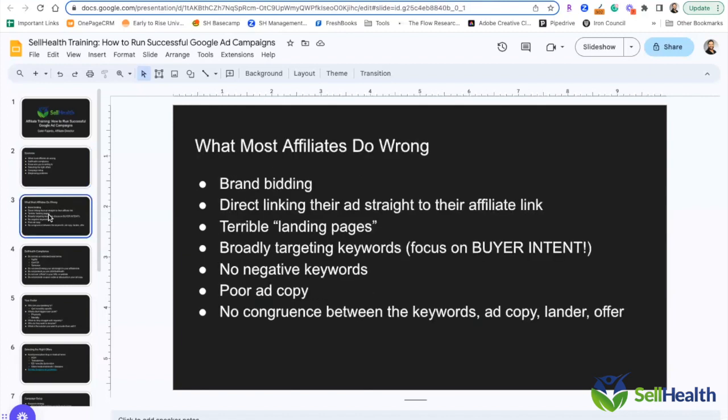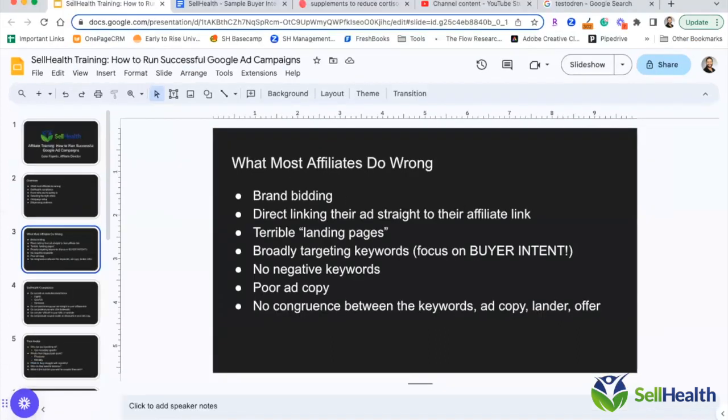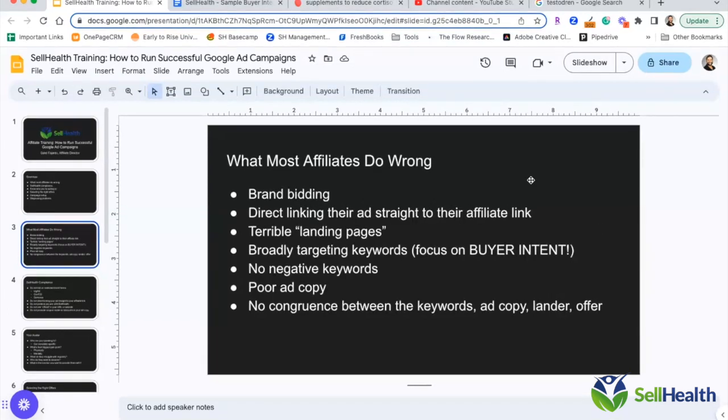So to start off, here's what most affiliates do wrong. Now, I don't say this to make you feel bad because, hey, we all started off at one time or another. I know I sure did. And what affiliates do wrong, I did a lot of this stuff. So number one is brand bidding. There's a lot of you, and a lot of you come from Brazil. You all love this notion of brand bidding.